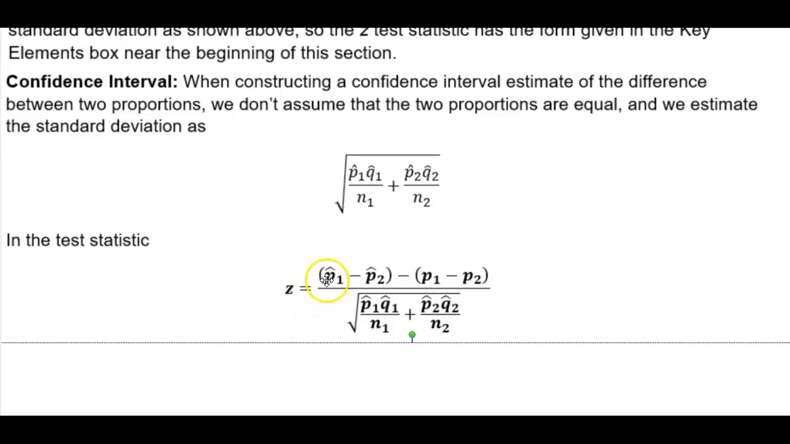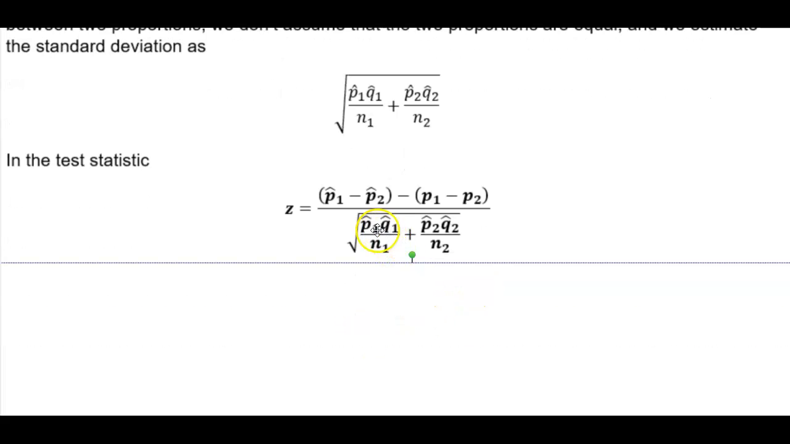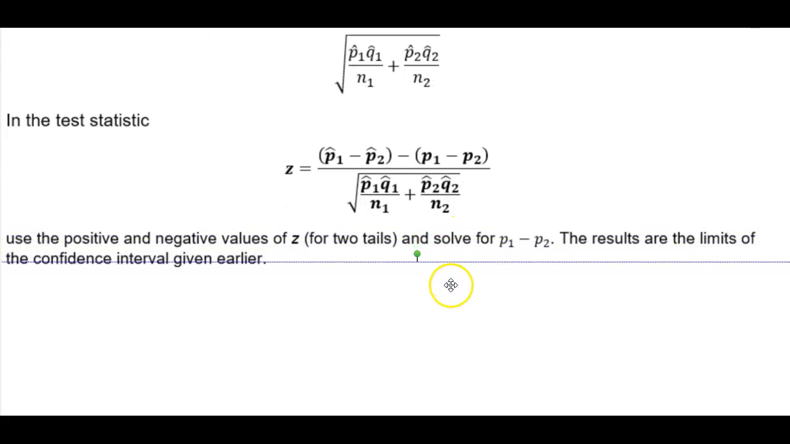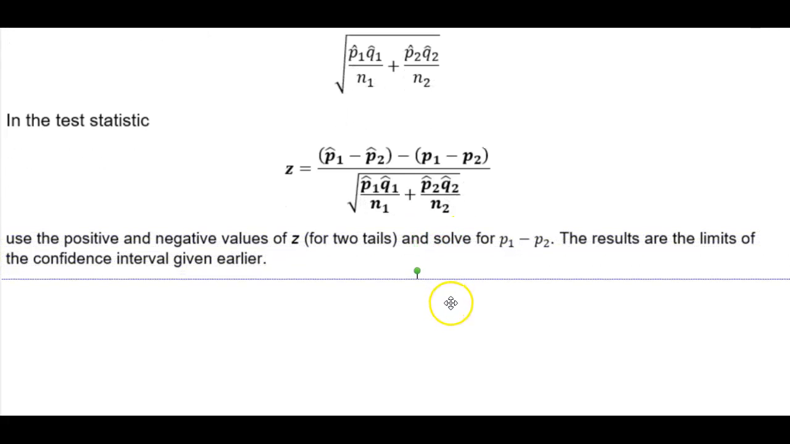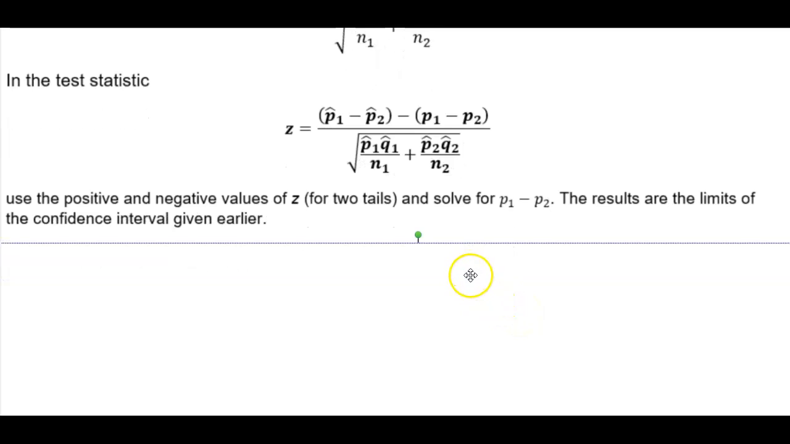Z is equal to the point estimate 1 minus point estimate 2 minus the population proportion 1 minus population proportion 2, over the square root of the point estimate 1 times its complement over n1 plus the point estimate 2 times its complement over n2. And we use the positive and negative values of Z for two tails and then solve for p1 minus p2. The results are the limits of the confidence interval given earlier.